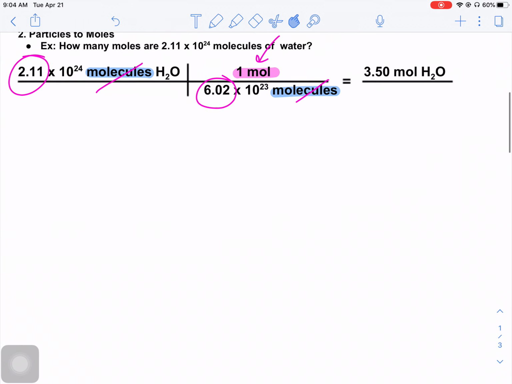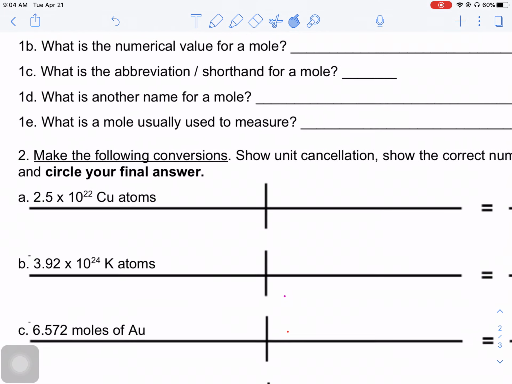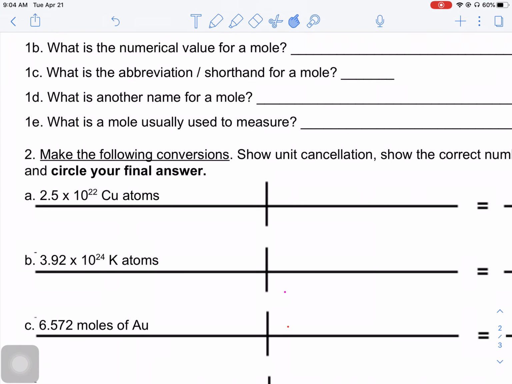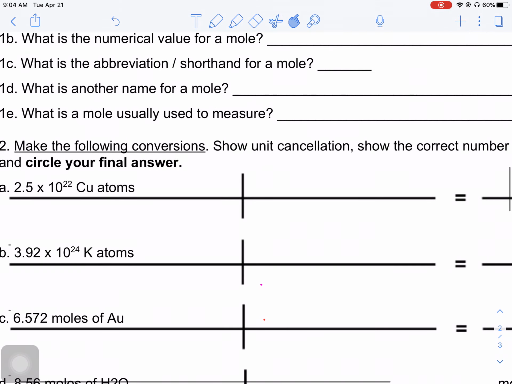be able to do the Google form. All right, so let's go down to 2A, okay? I want to make the conversion from, in this case, atoms to moles, okay? So if I want to cancel out atoms, I am going to put atoms on the bottom. And if I want to convert into moles, I am going to put moles on top.